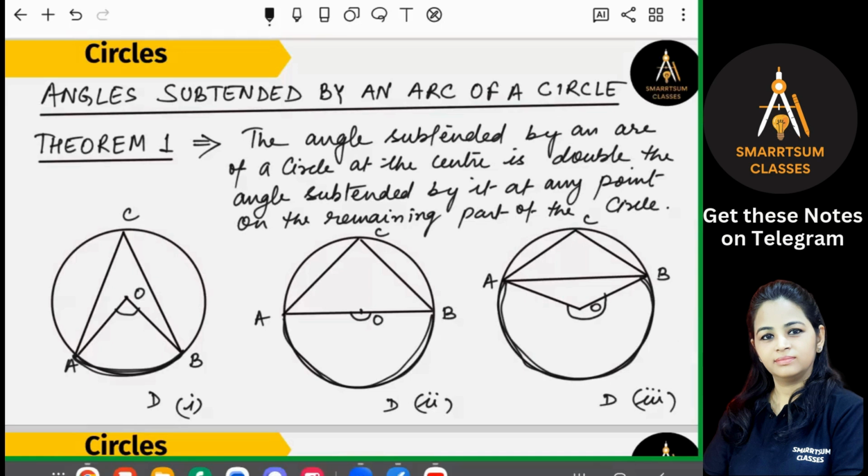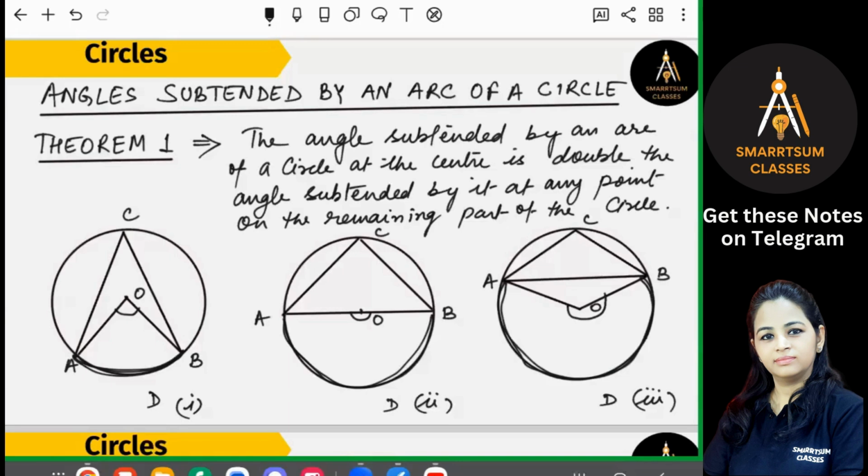so this is true for all types of arc. The arc may be minor, a semicircular arc, or a major arc. So we will discuss all three cases in this theorem, and we will see how the angle subtended by this arc at the center is always double the angle subtended by this arc at any point in the remaining part of the circle.